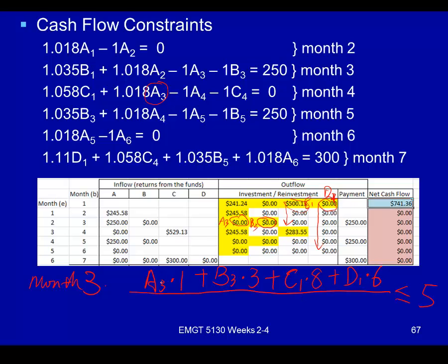So you can see these two, A3, B3, are new investments. And the C1, D1, they are the old investments from month 1. But since that money is still in the portfolio, their associated risk is still in the total risk of the portfolio. And the denominator would be the total amount of money in the investment. So this is month 3. Now I'll give you some time to complete your constraints for months 4, 5, and 6.